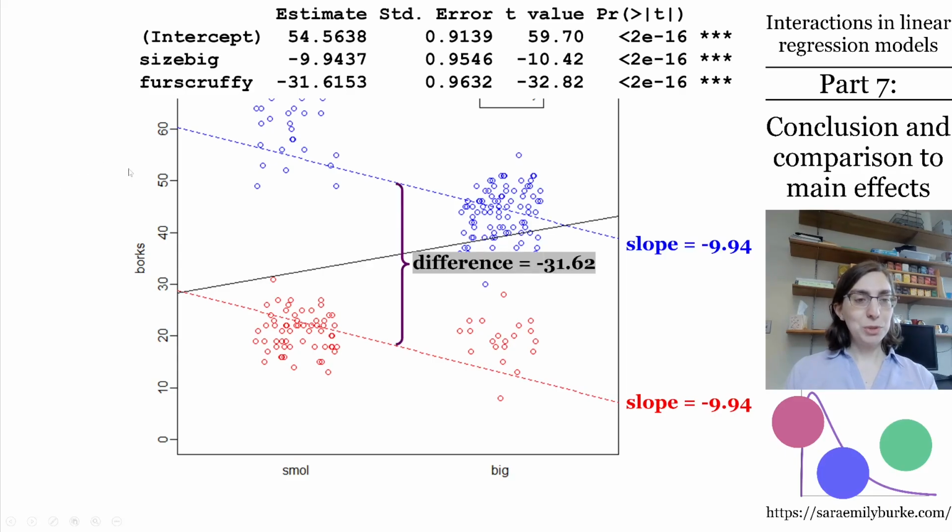And the difference between these two lines, the distance we held the pens apart, is the negative 31.62. That is the difference overall between the scruffy dogs and the fluffy dogs, again under the constraint that that difference is a compromise between what it would be if we were looking at the small dogs and the big dogs separately. So the slope of negative 9.94 is within fur type condition, but not within a particular fur type condition. It's sort of like a weighted average slope of size within all the possible fur type conditions.